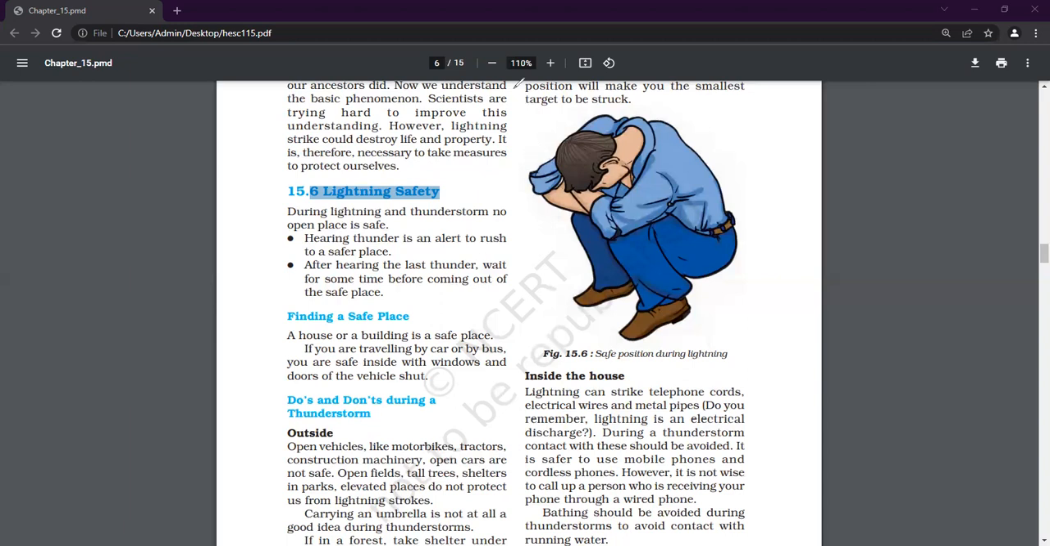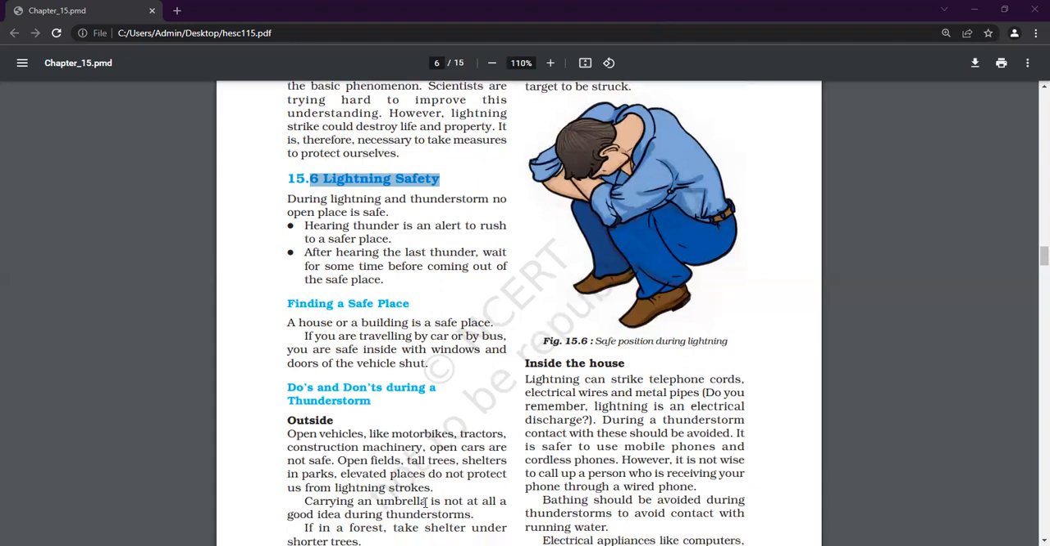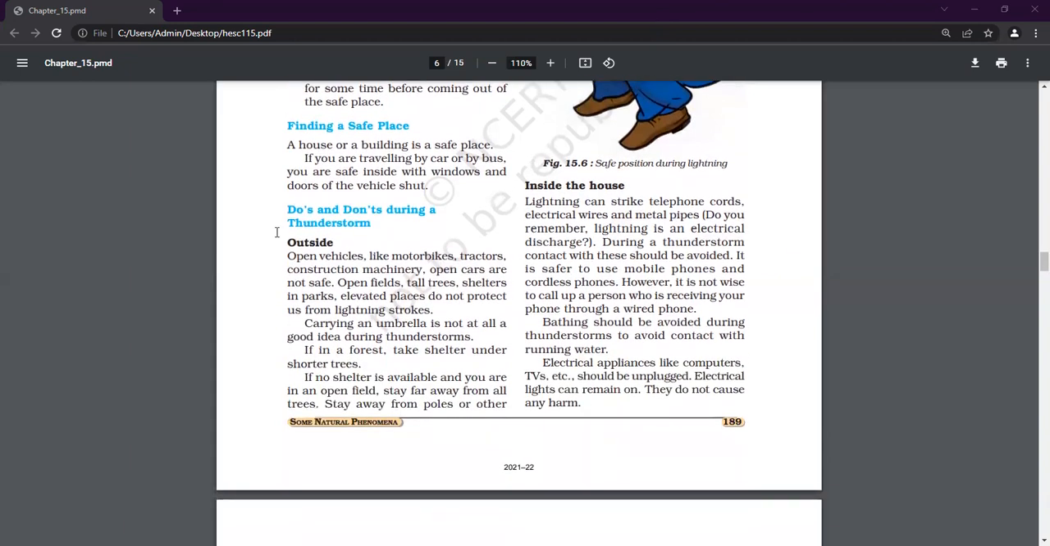Now, do's and don'ts. All of you see what you have to do and what you do not have to do during thunderstorms or lightning. First point, open vehicles like motorbikes, tractors, construction machineries, open cars are not safe. Open cars are not safe. Construction machineries that are open, like tractors, are also not safe. Motorbikes are also not safe.